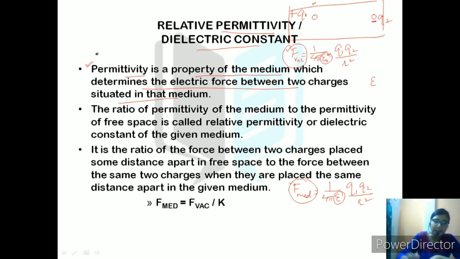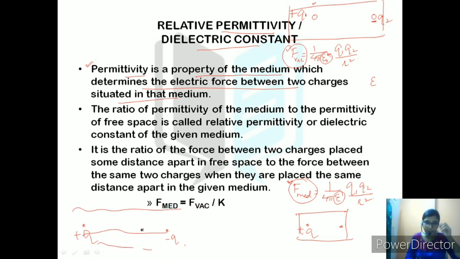Now let's try to understand it more clearly. Why is the force decreasing when we take these two charges inside water? Here, inside water, this is the first charge plus Q, this is the second charge. Let's draw a bigger diagram. This is the plus charge, this is the minus charge, and they are placed inside water. What we know is that electric field lines act between them, which gives the force between them.